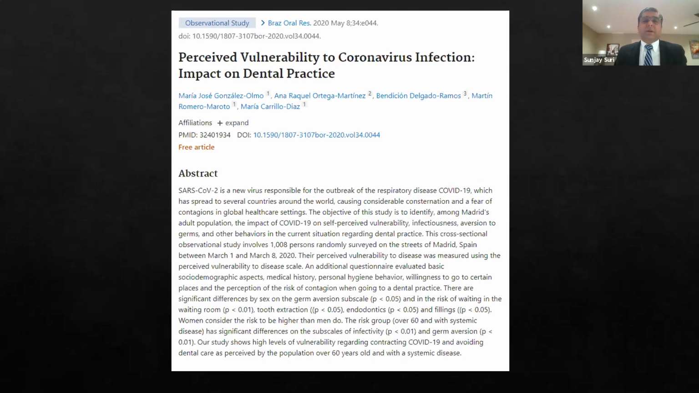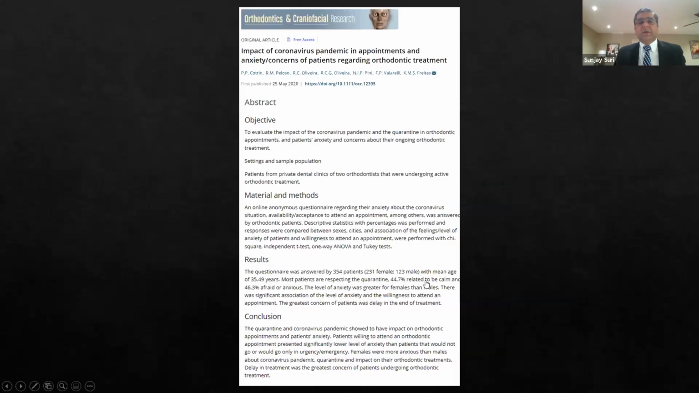The perceived vulnerability to coronavirus infection is a concern that rises in dentists as well as in patients, and this is increasingly being reported. When you look at orthodontic data, studies are now coming out. Like I said earlier, and Dr. Gupta has also mentioned, millions of people across the globe were in orthodontic treatment when the current pandemic hit, and a lot of closures happened across the globe.